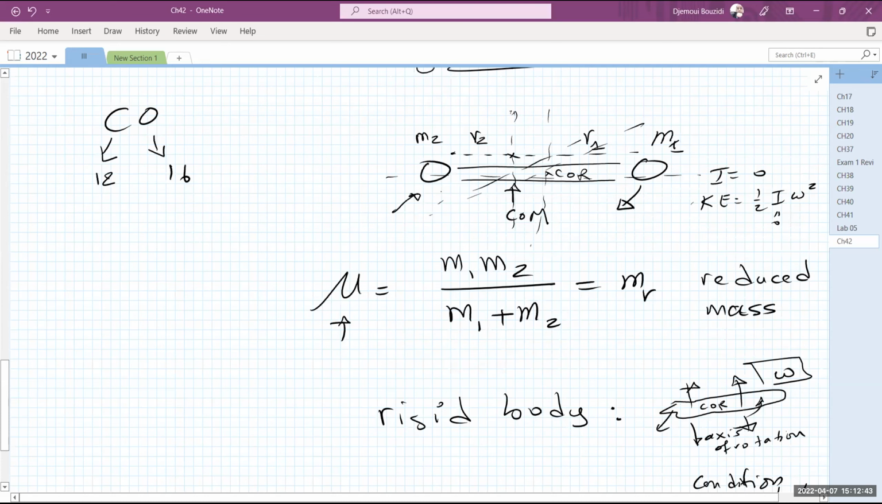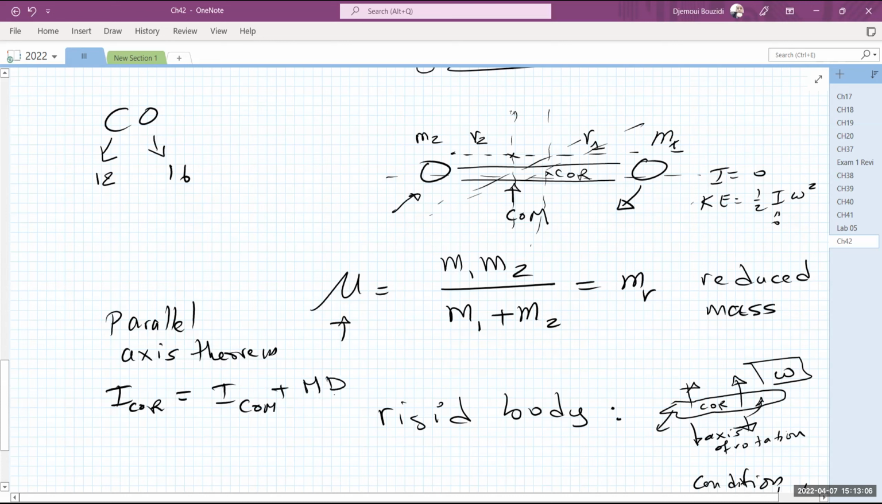Once we know the moment of inertia with respect to the center of mass, we can use the parallel axis theorem. That's the one I try to remember. The parallel axis theorem. That basically says the moment of inertia around any center of rotation is going to be equal to that with respect to the center of mass, plus m times the distance between basically the two centers squared.